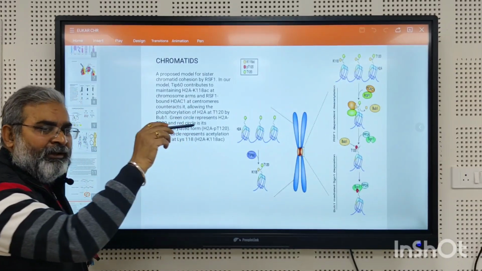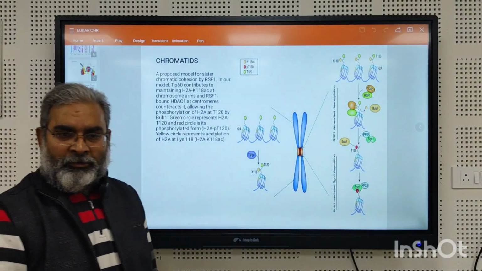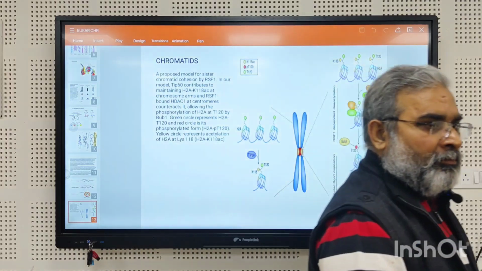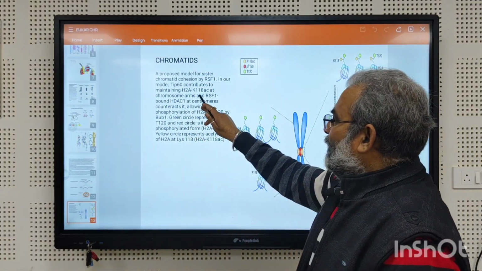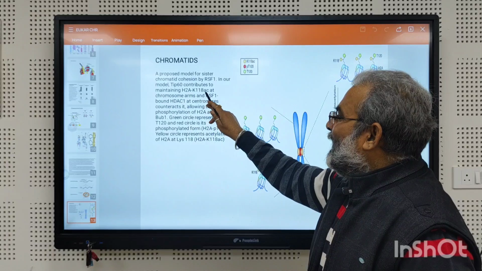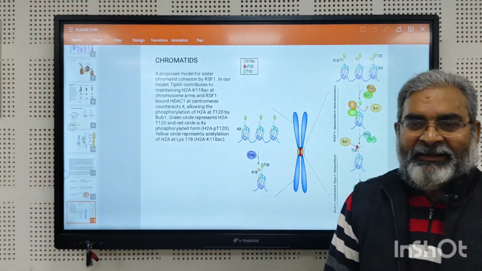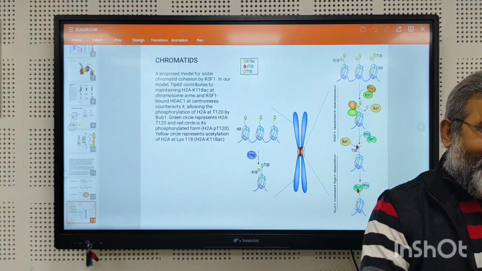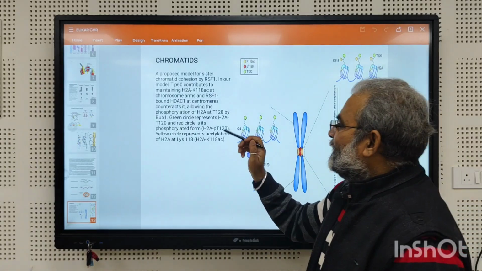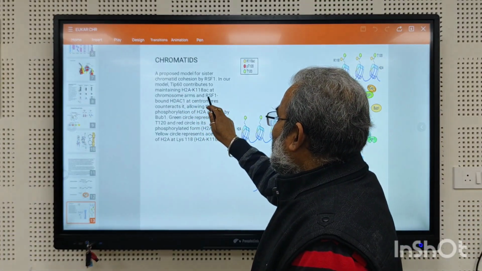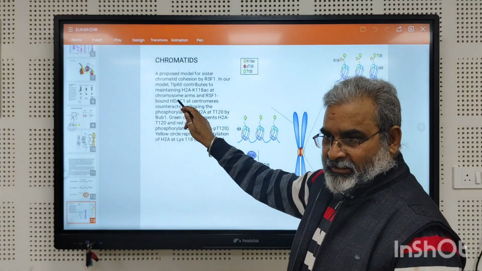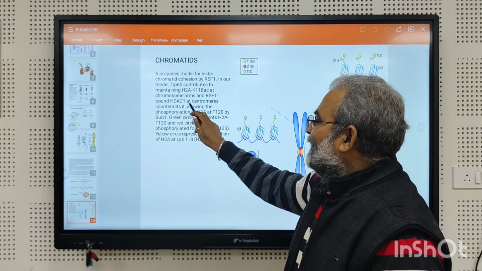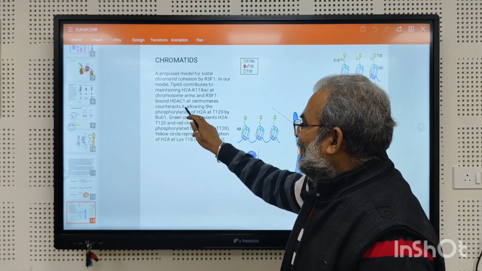K2 means histone 2, the second histone, 2A. And the site is the K11-8AC. It is the site where it is associated at chromosome arms, and RSF1 bound SDAC. It is also the factor SDAC at centromere contacts.